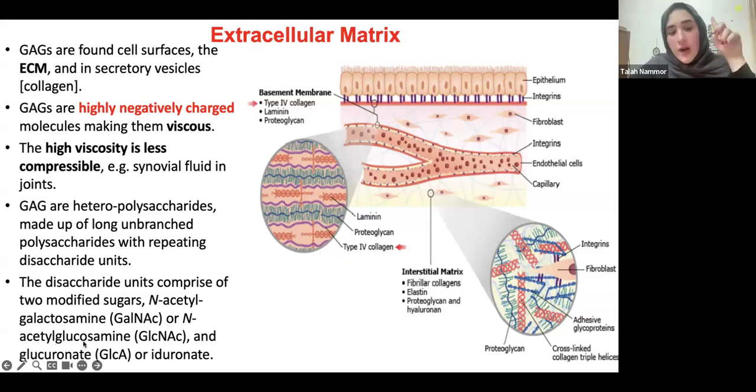and glucuronate or iduronate. And now we're going to talk about these more. But think of it again: we have polysaccharide, and then we have unbranched. This is an unbranched polysaccharide, and this polysaccharide is made up of repetitions of disaccharides. And what are these disaccharides?